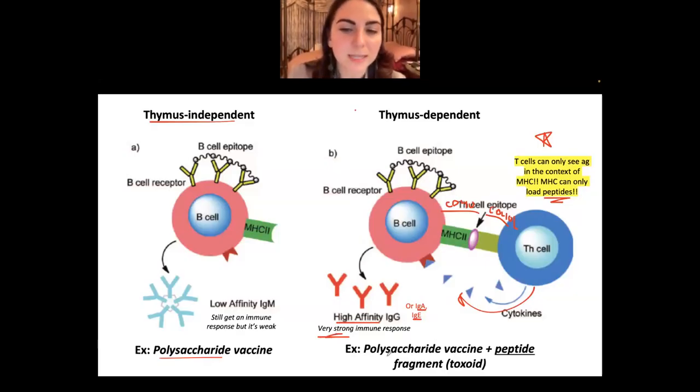If you couple a polysaccharide vaccine to some sort of peptide fragment, a lot of the time they use a diphtheria toxoid, or some sort of toxin like diphtheria, pertussis, or tetanus. They just take a portion of it and couple it to the polysaccharide, and then they give that. That's what they're injecting in you.